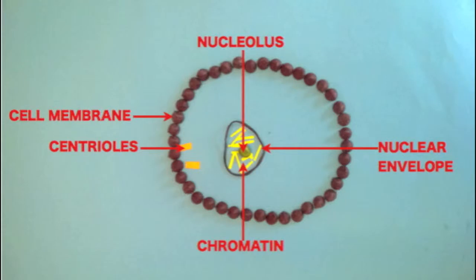Here are all the parts of the cell. The nucleolus controls the cell. The nuclear envelope holds together the nucleus. The cell membrane holds together the cell. The chromatid are the messy genetic material, and the centrioles help organize the chromosomes.